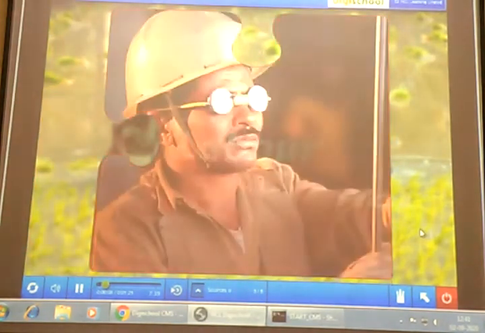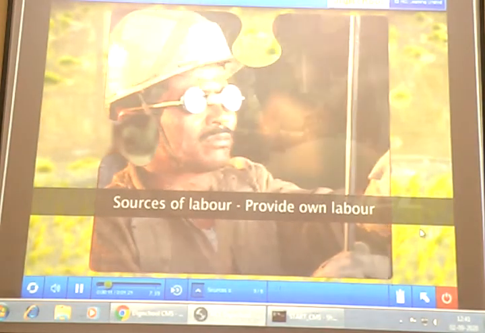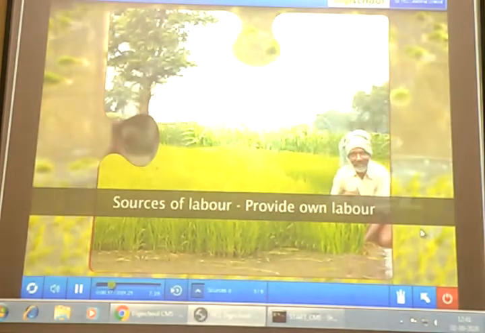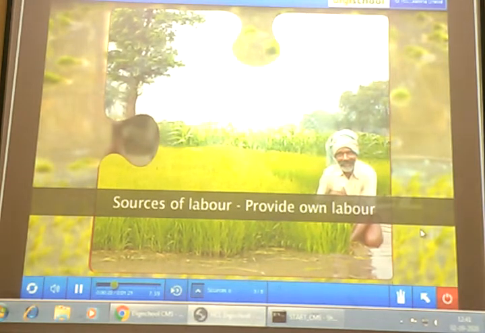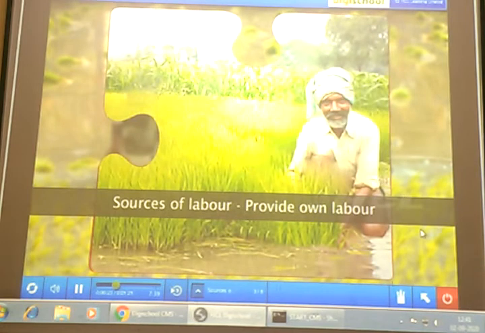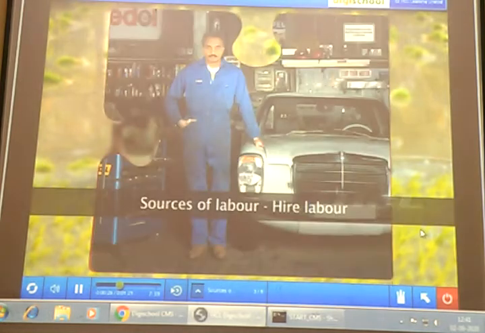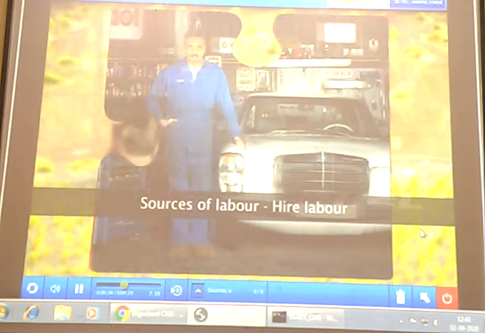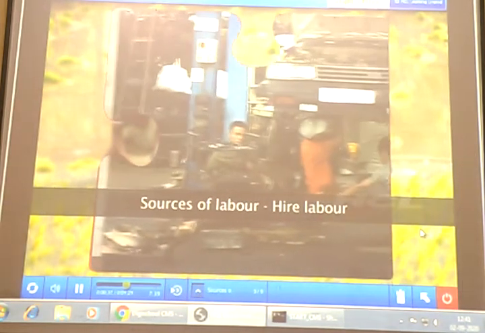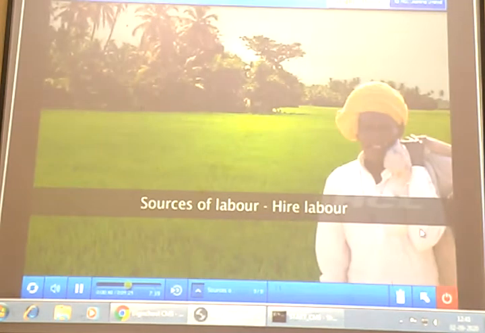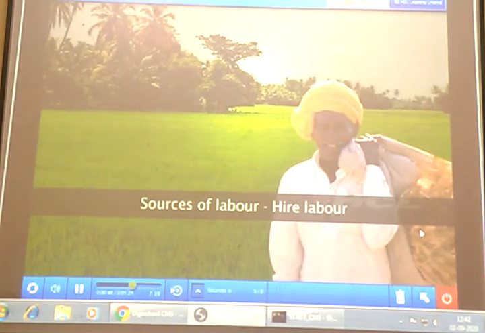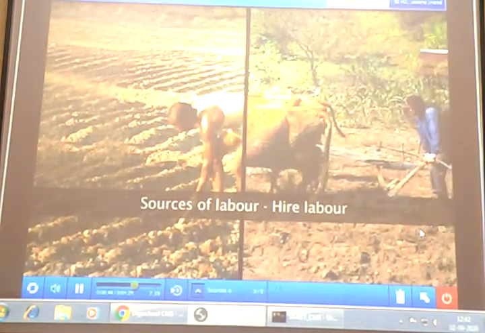Labor can be obtained from many sources. You may choose to carry out a particular task yourself. For example, in Palampur, small farmers cultivate their own fields. Thus, they provide the labor required for farming themselves. If you lack the skill, ability, or time to carry out a particular task yourself, you can hire laborers to work for you. So medium and large farmers like Gopal, who cannot do all the work themselves owing to the size of their farm, hire farm laborers to work in their field.